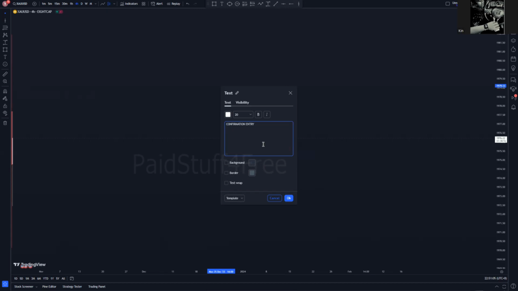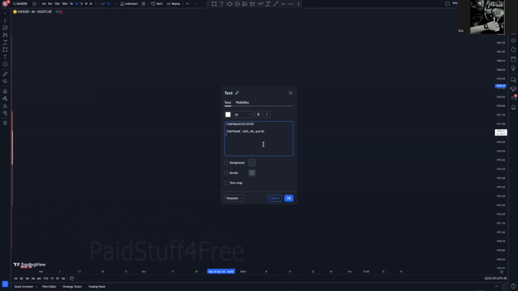The time frames we're going to use for the confirmation entry are M15, M5, and M1. M15 is the biggest time frame in the confirmation entry, and M1 is the smallest.